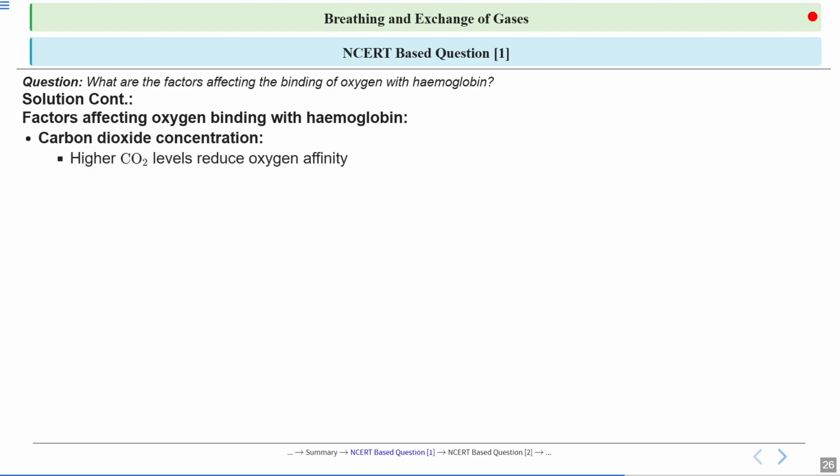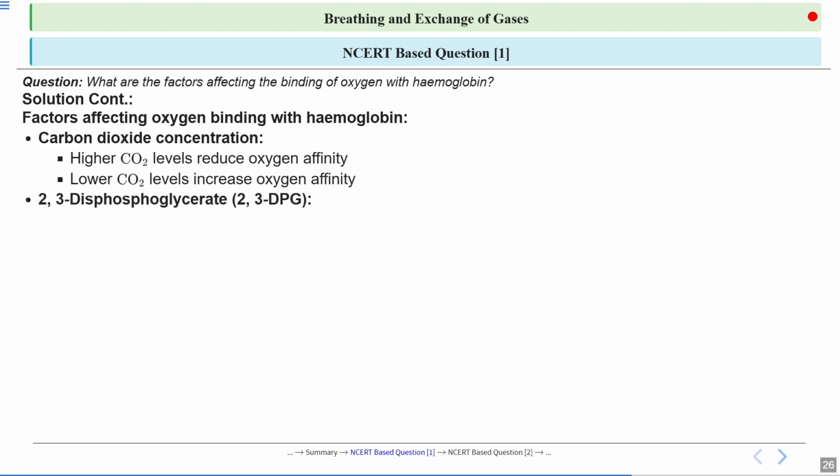Carbon dioxide concentration. Higher CO2 level reduces the oxygen affinity. If the concentration level is higher, then oxygen affinity will be reduced, because the oxygen is more soluble, right? Lower CO2 level increases oxygen affinity.